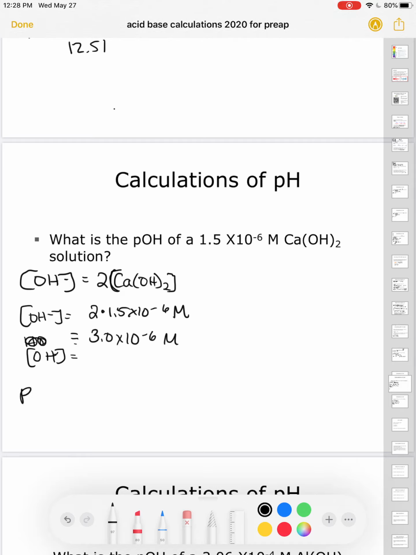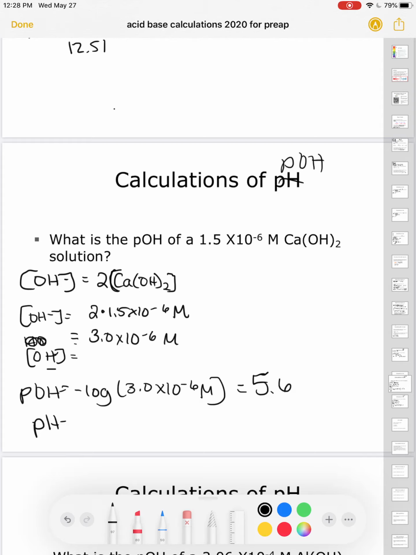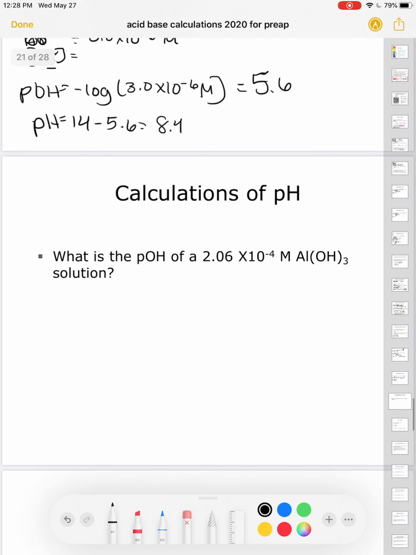Now my pOH would be the negative log of that. And that gets me 5.6. That's my pOH, which is what you were asked for. Again, this should say pOH. So if you wanted the pH, it would be 14 minus 5.6, which gets me 8.4.